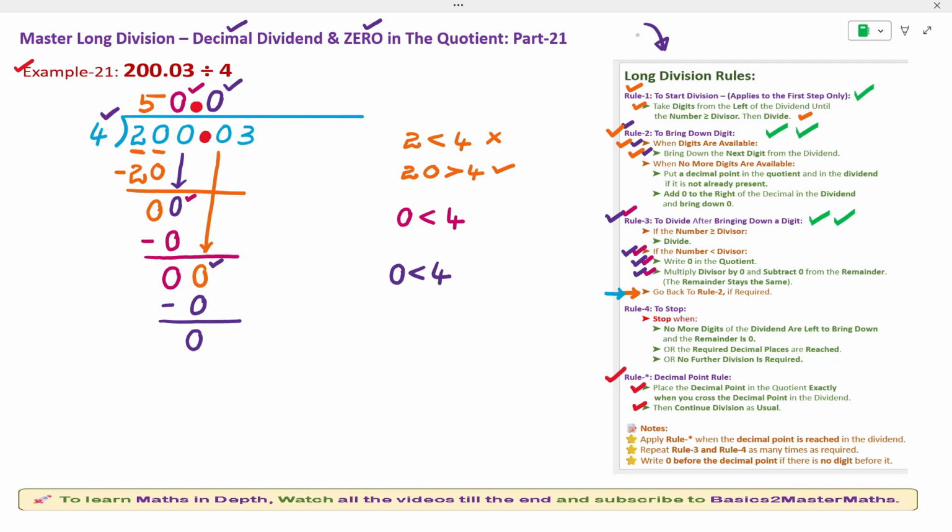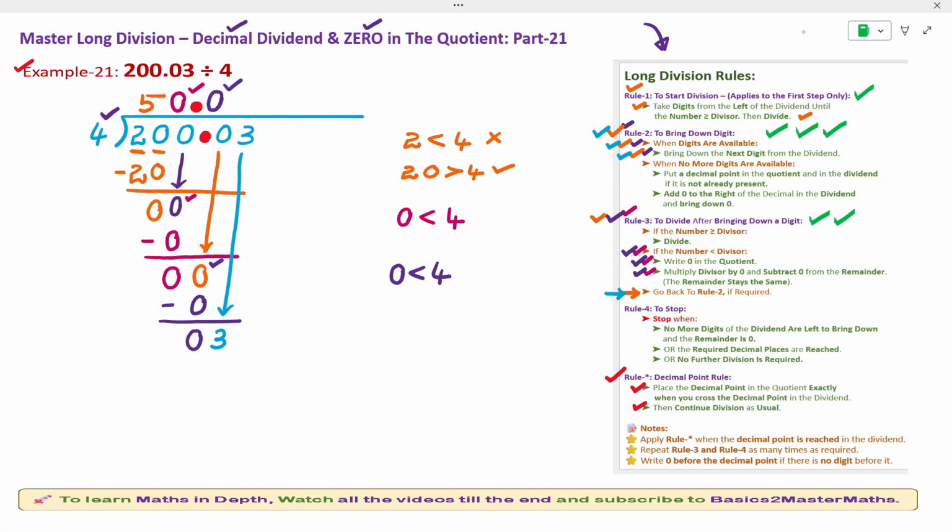Let us go back and apply rule 2 again. When digits are available, bring down the next digit from the dividend. In this case, since the digit is available, bring down the next digit 3. Now, rule 2 is complete for the third time.